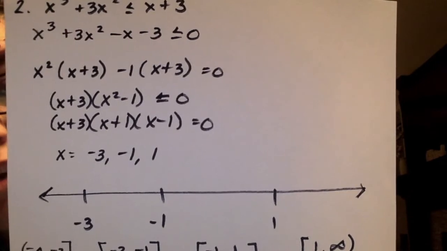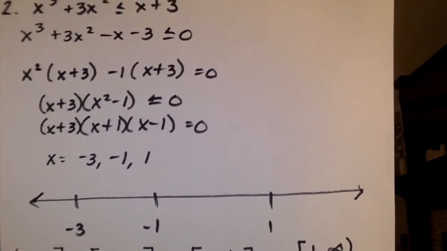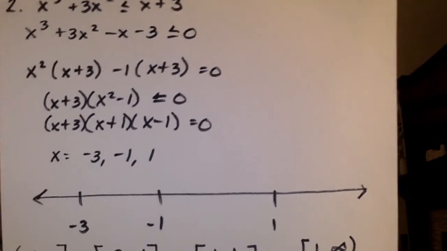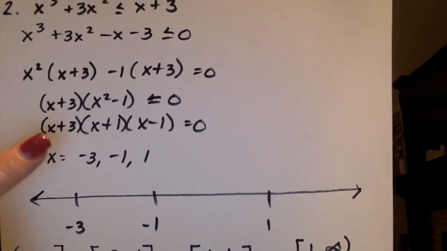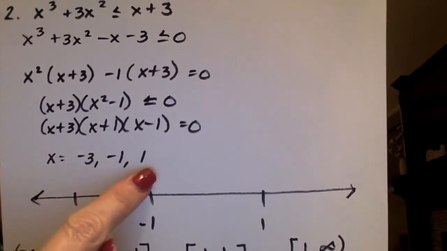X cubed and 3x squared have an x squared in common, with x plus 3 left over. Negative x and -3 have -1 in common with x plus 3 left over. We factor, we would set each of these factors equal to 0, and we would get these values.